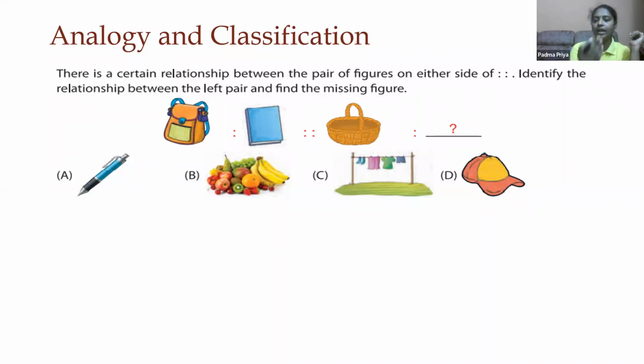Now you have to correlate basket with something which could be kept in a basket. You don't put pens, you don't put clothes, you don't even put caps into the basket. You just obviously put fruits and vegetables. So obviously option B is the answer. So you are just able to correlate your basic knowledge with the question.